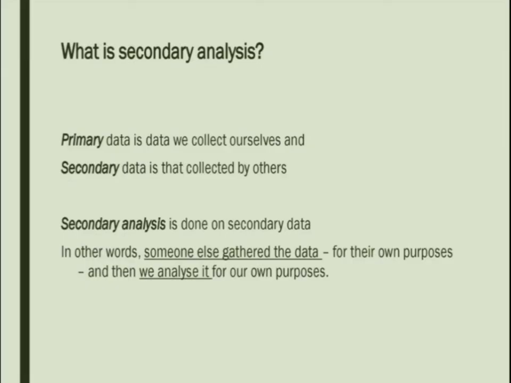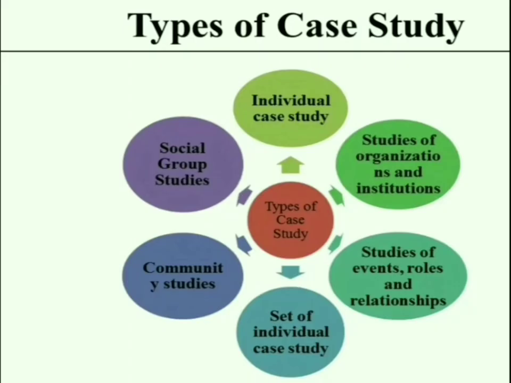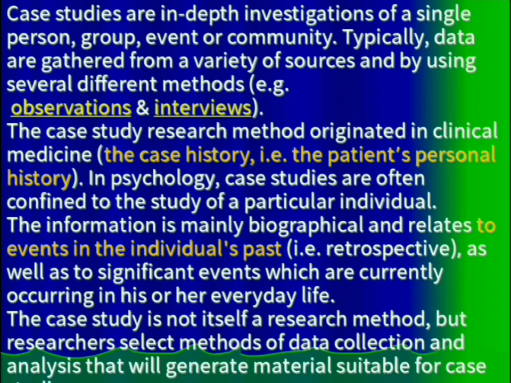When we speak about primary and secondary analysis, primary data is data we collect ourselves, while secondary data is collected by others before us. When we speak about case study, that means just to identify the problem. You have to search the problem, the results of the problem, what causes the problem. They can be individual case studies of events, roles, and relationships, community studies, social group studies, and so on. So you analyze and identify the causes of the problem.